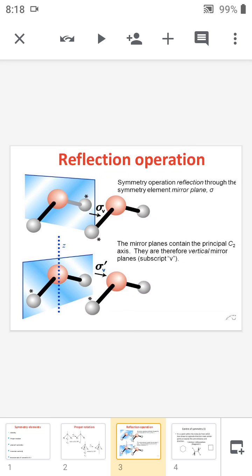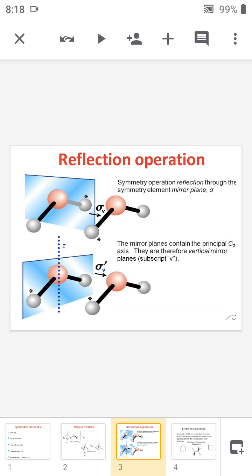So this reflection element of symmetry means if the molecule passes through a plane, and this plane contains the axis of symmetry of this molecule, then we will get an indistinguishable configuration. So we call it that this molecule has a reflection axis of symmetry.